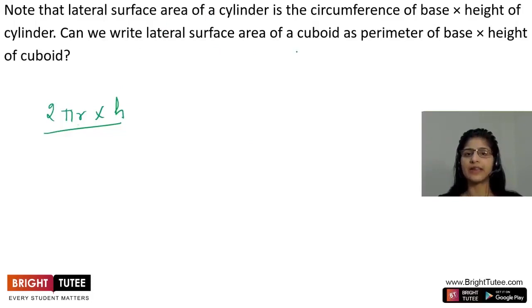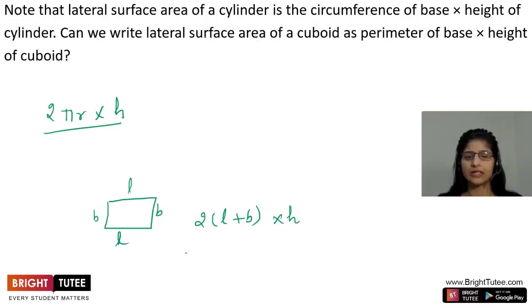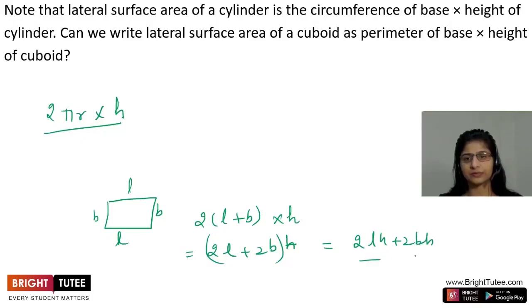Can we write lateral surface area of cuboid as perimeter of base into height? So perimeter of base, just see, the base will be rectangular. It will be having L and B. So what is the perimeter? 2 into L plus B, into height. So it will give us 2L plus 2B and it is H. So we get 2LH plus 2BH.